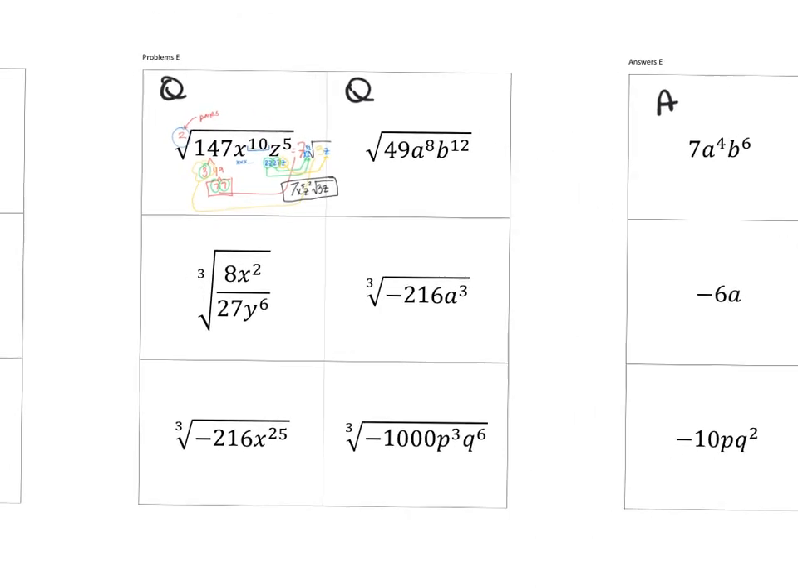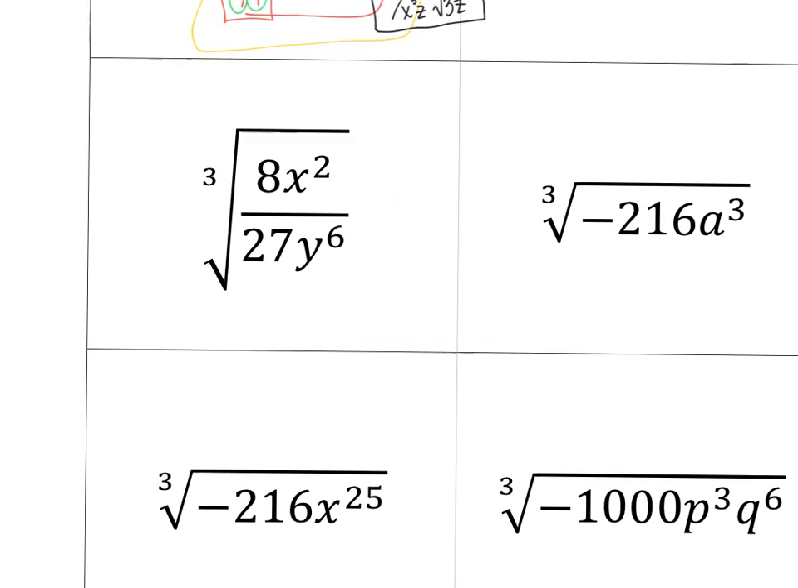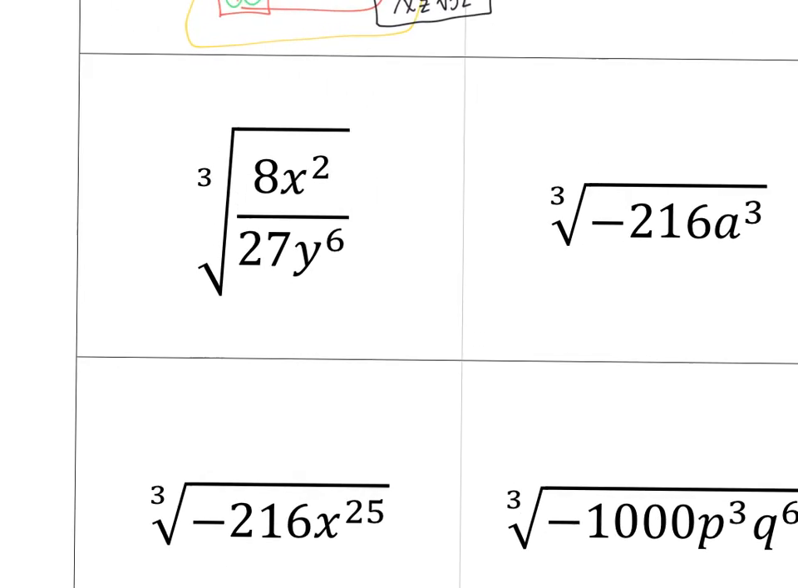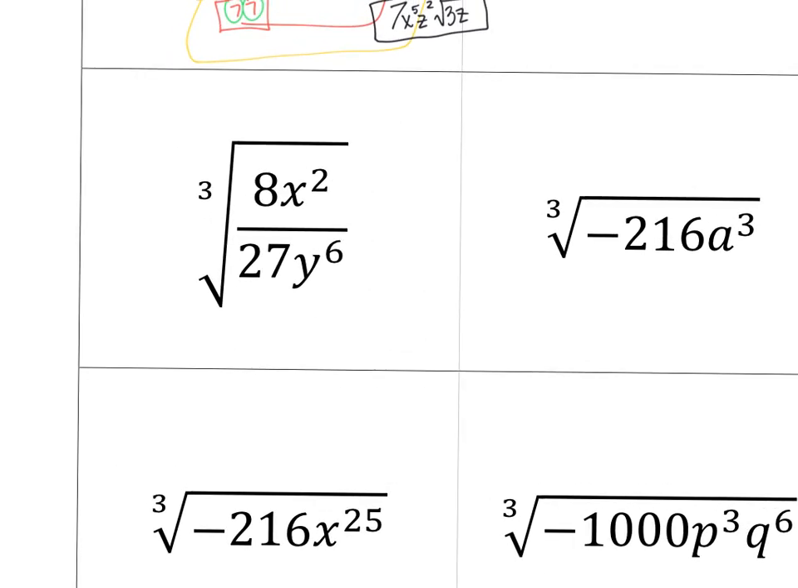Okay, let's try one more here. We have a fraction. That's okay. There's a couple different ways that you could try the fraction. You could try and simplify on the inside if there's anything that can reduce just as a fraction, but nothing here. So then what we want to do is try and break apart each of those. So what I mean is we can rewrite this as the cube root of 8x squared over the cube root of 27y to the 6th. So then you just have two little problems to kind of work on.